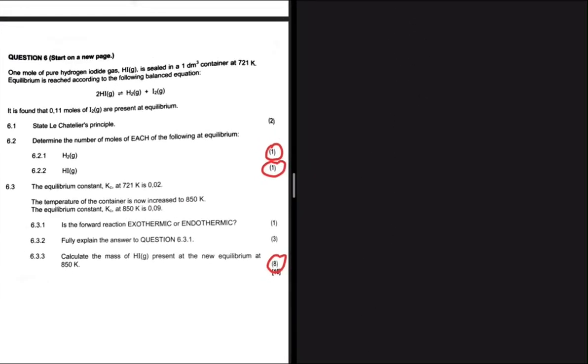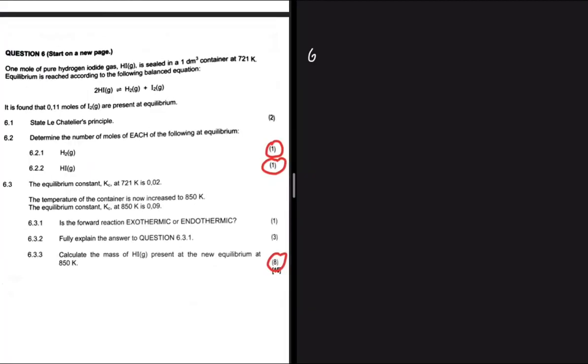So 6.1, we are asked to state Le Chatelier's principle. So what it essentially says is that if an equilibrium is disturbed, then the system will favor the reaction that opposes that disturbance, right, in an attempt to reinstate a new equilibrium. So that is 6.1. Let's go ahead and do 6.2 and 6.2.1 so that you can see exactly what I'm talking about.